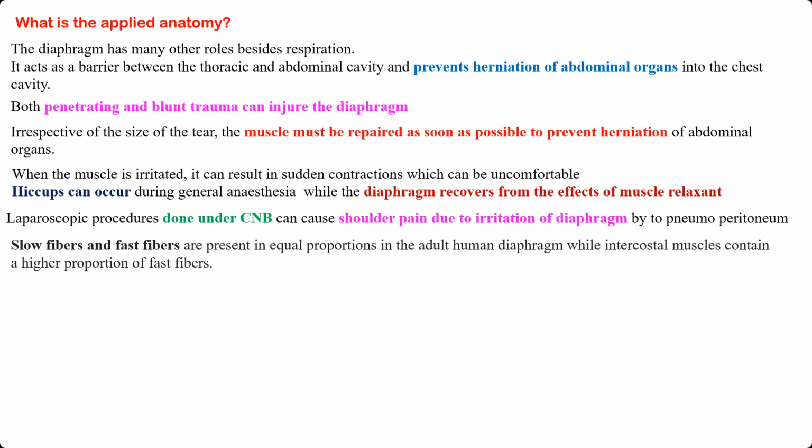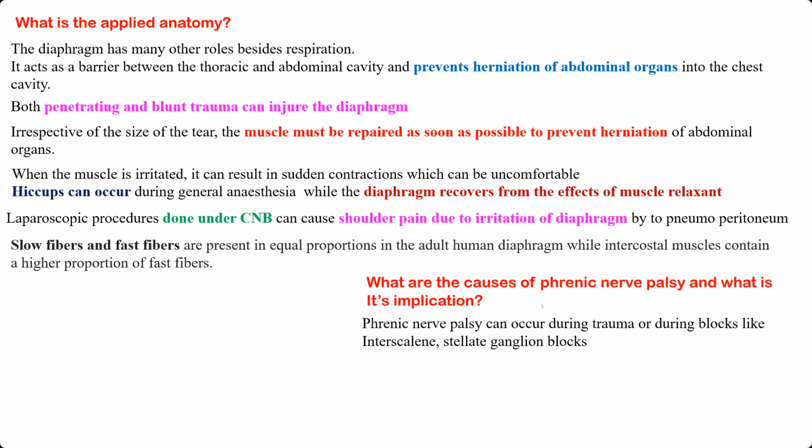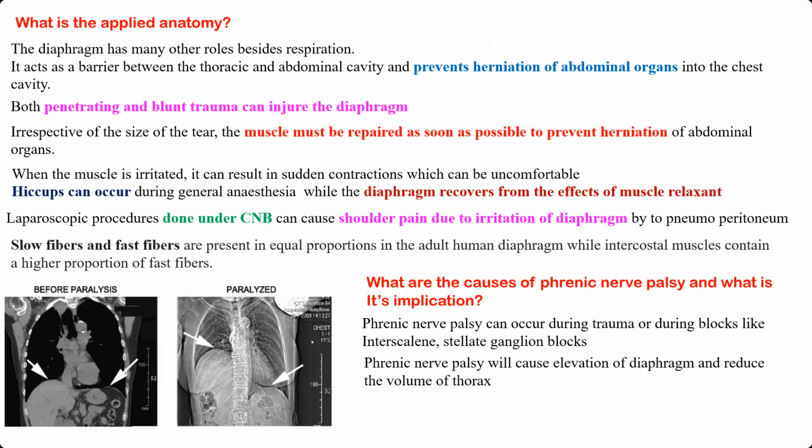And there are two types of fibers in the diaphragm. One is called the slow fiber, and another is called the fast fiber. And the causes of phrenic nerve palsy and its implications. It can occur during trauma or blocks like interscalene or stellate, and it can cause elevation of the diaphragm and reduce the volume of the thorax. So if you see the picture before paralysis, you see the dome is here on this side. And after paralysis, you can see the dome is elevated very significantly to a much higher level. So almost a 50% reduction in the whole volume of the thorax has happened.